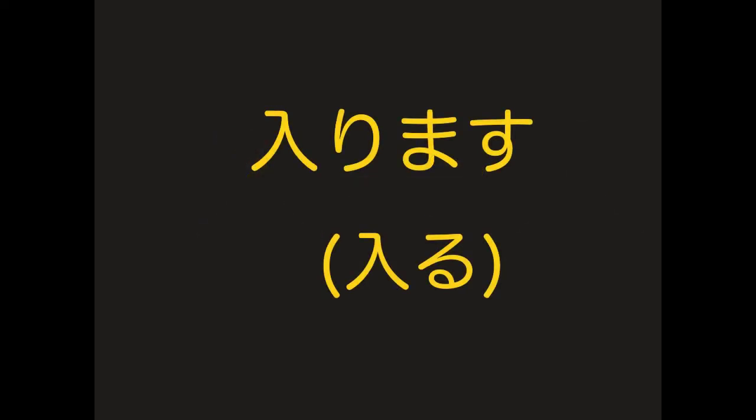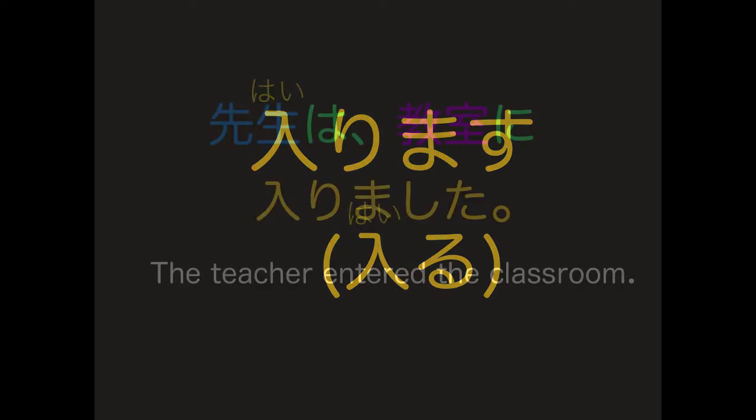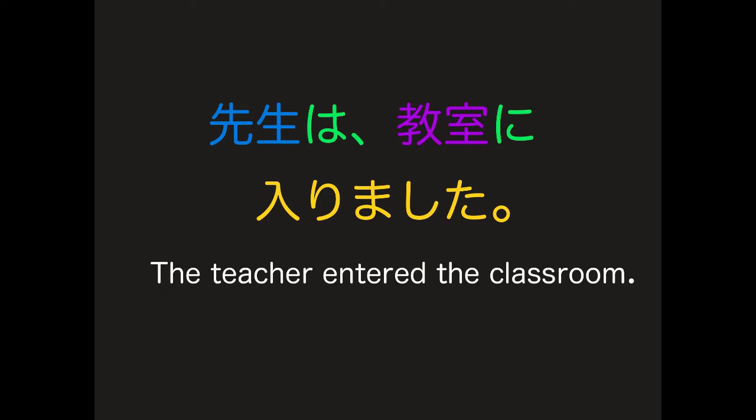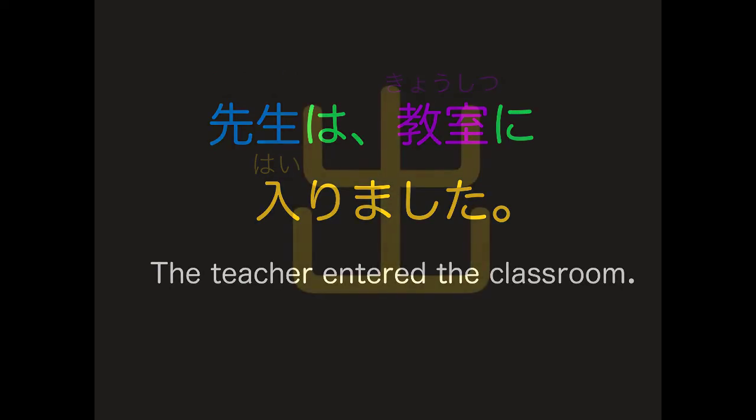Here is how we use that kanji to write the verb to enter, hairimasu in the masu form, or hairu in the plain form. And here we have a typical sentence using the verb to enter. Sensei wa kyōshitsu ni hairimashita. The teacher entered the classroom.